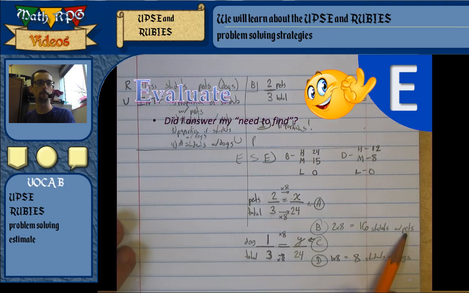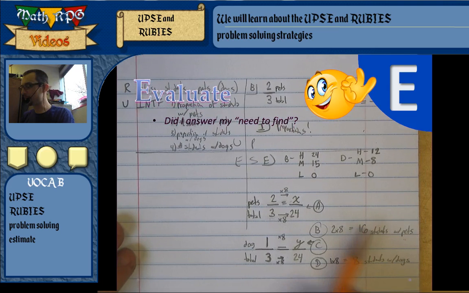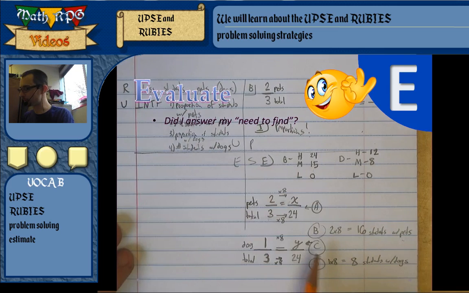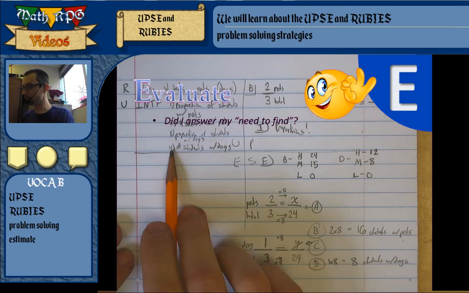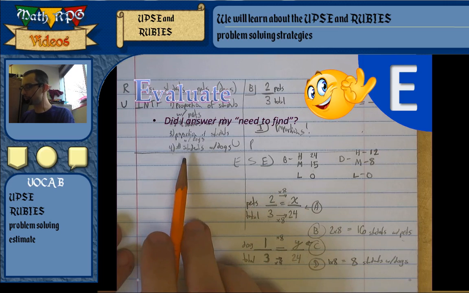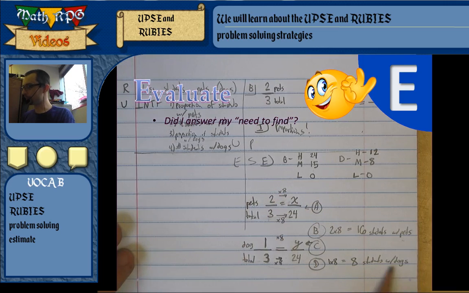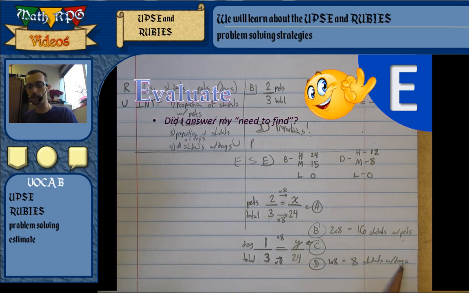Yeah, I did that. Part C, I need to find was a proportion of students with dogs. I have a proportion of students with dogs. I got that. And part D was finding the number of students with dogs, and I did find a number of students with dogs. So I did answer my I need to finds.